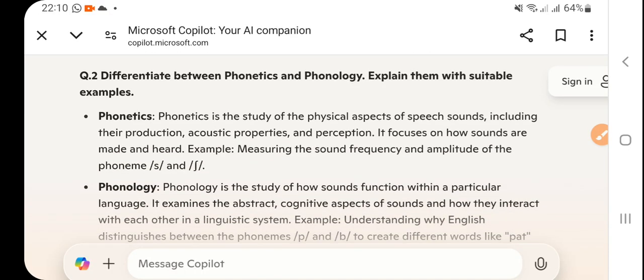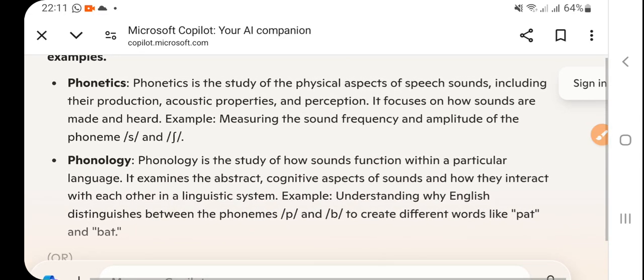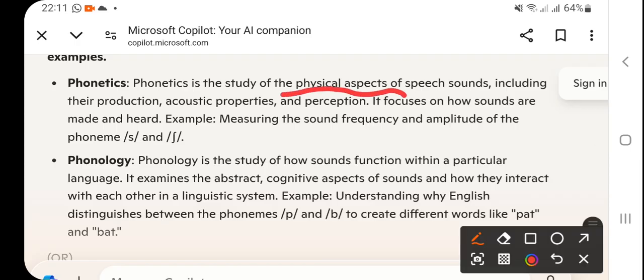Now the next question is: differentiate between phonetics and phonology. Explain them with suitable examples. A very common and important question. Phonetics is the study of physical aspects of speech sounds, including their production, acoustic properties, and perception. So that's the physical aspect of speech sound.